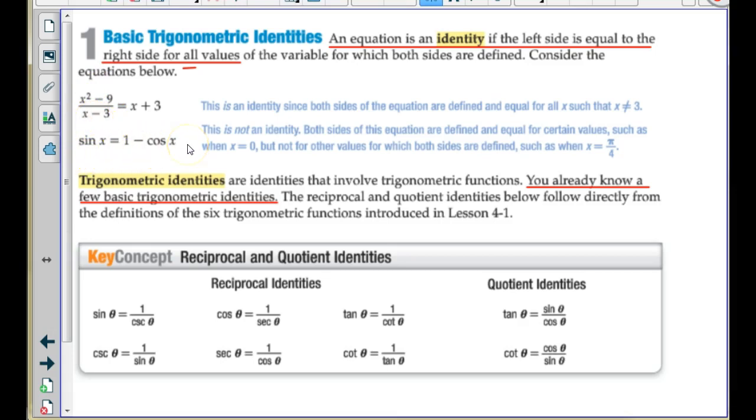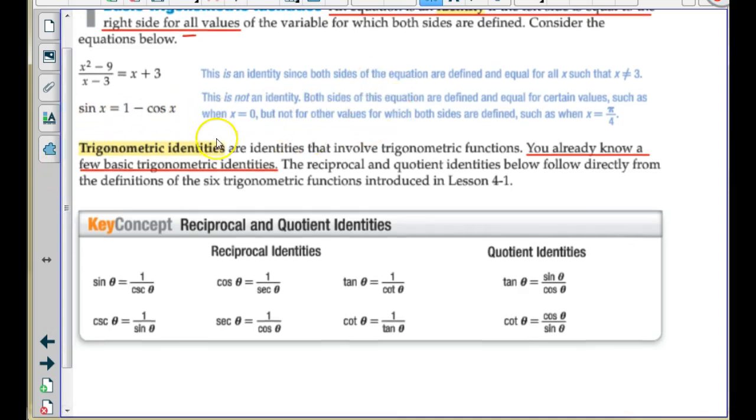This equation is not an identity, okay? Because there's places where sine and 1 minus cosine are equal, but there's also places where they're not equal. Identities, trig identities, these include some of the basic ones. Cosine equals 1 over secant, okay? Tangent equals sine over cosine. Those are identities.